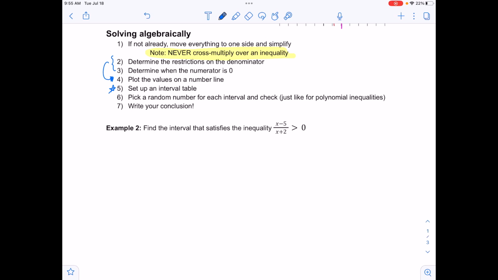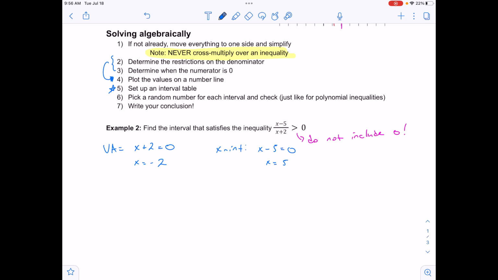So let's look at our first question here. Find the interval that satisfies the inequality x minus 5 over x plus 2 is greater than 0. We do not include 0 because it is not also equal to. Okay, first things first, where's our vertical asymptote? Our vertical asymptote is located when the denominator is equal to 0, and so x is negative 2. Our x-intercept is when the numerator is equal to 0, or x is equal to 5.